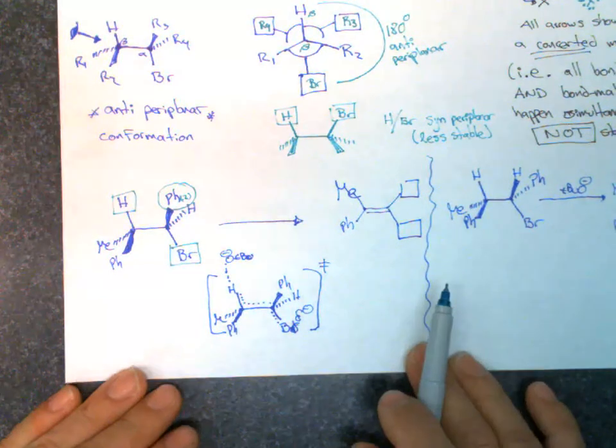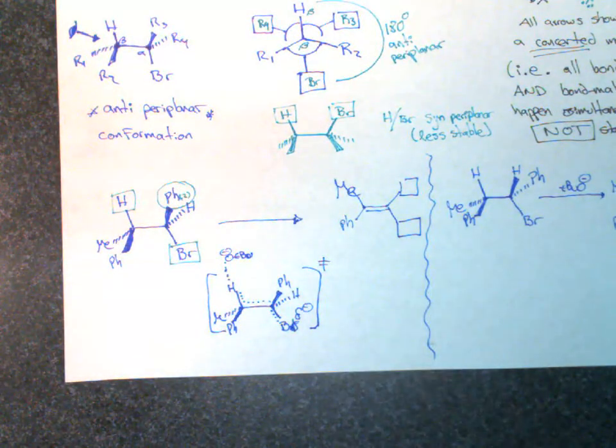Okay, so do we always form E alkenes? When there is a possibility to form cis and trans, yes, sure, we're going to form the trans because it's more stable. But this is exactly why the E2 reaction is stereoselective.